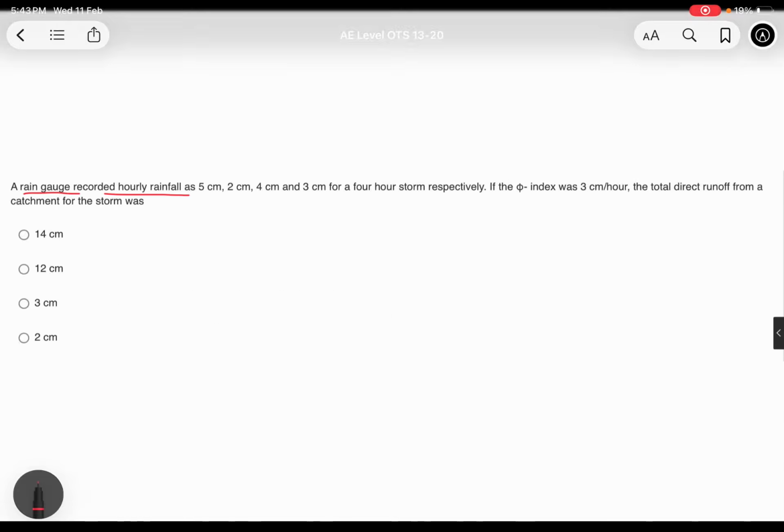Rain gauge records hourly rainfall as 5 centimeter, 2 centimeter, 4 centimeter and 3 centimeter for a 4 hour storm respectively. If the phi index was 3 centimeter per hour, the total direct runoff from the catchments for the storm was how much?